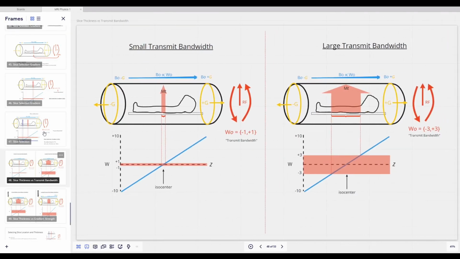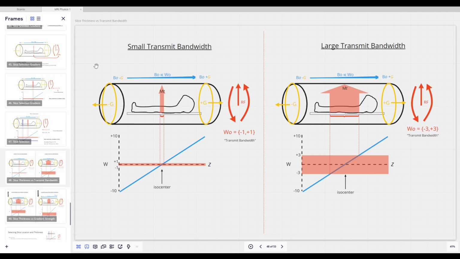So a couple more things about this. How can we manipulate this? Not all slices are created equal. So what happens if we compare using a small, or narrow, transmit bandwidth to a large transmit bandwidth? Same scenario going on here. The only thing that's changed between these two setups is the transmit bandwidth.